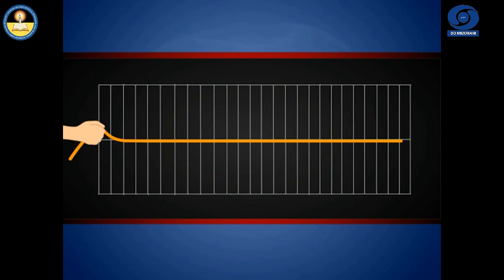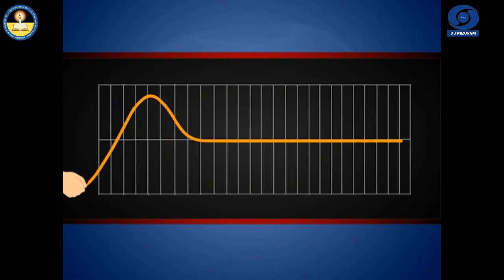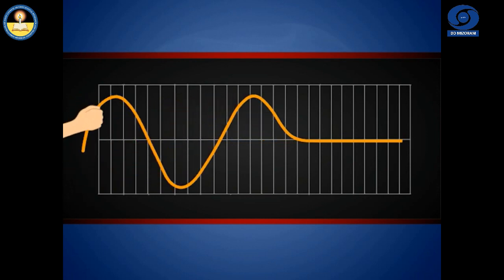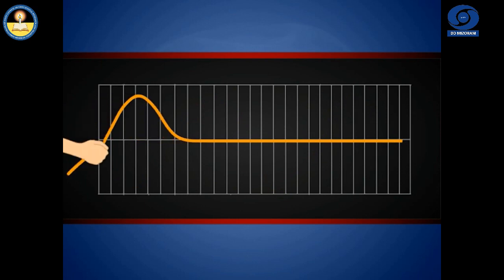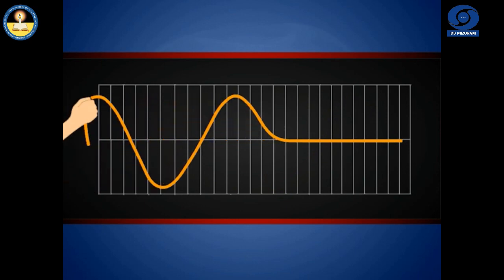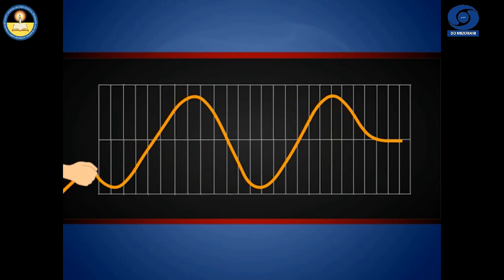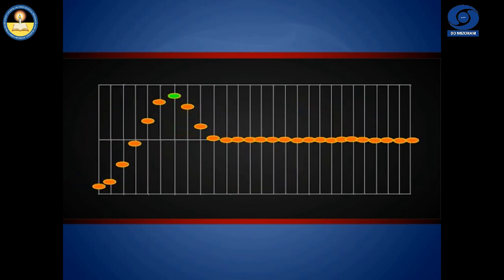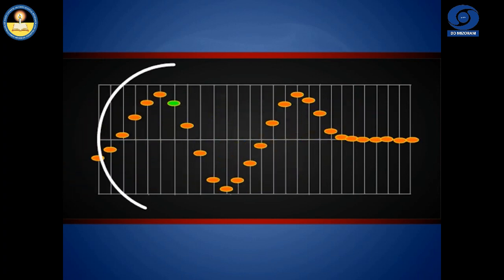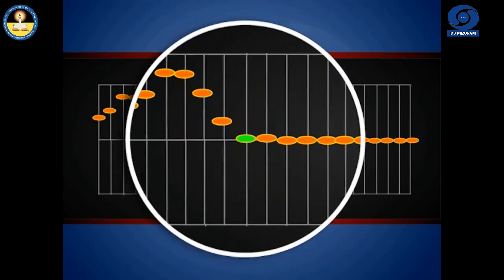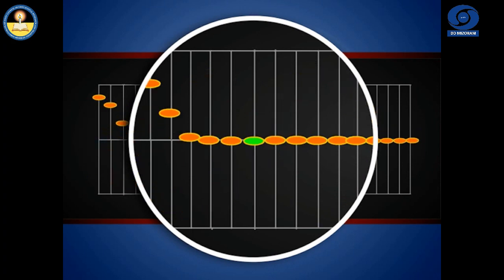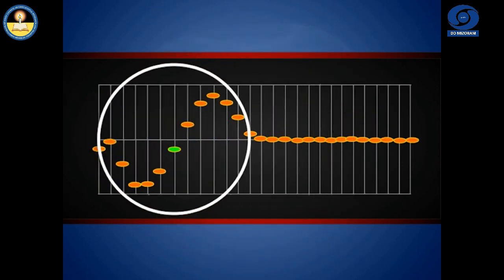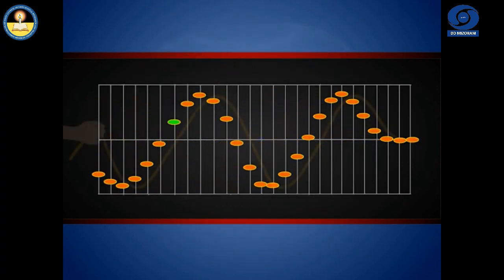Here, a string is tied to a fixed end. When a disturbance is imparted at the free end by vibrating it up and down, the disturbance or wave pulse propagates through the string from left to right. But the particles of the medium get displaced upwards and downwards. Here, the particles of the medium move perpendicular to the direction that the wave pulse moves.